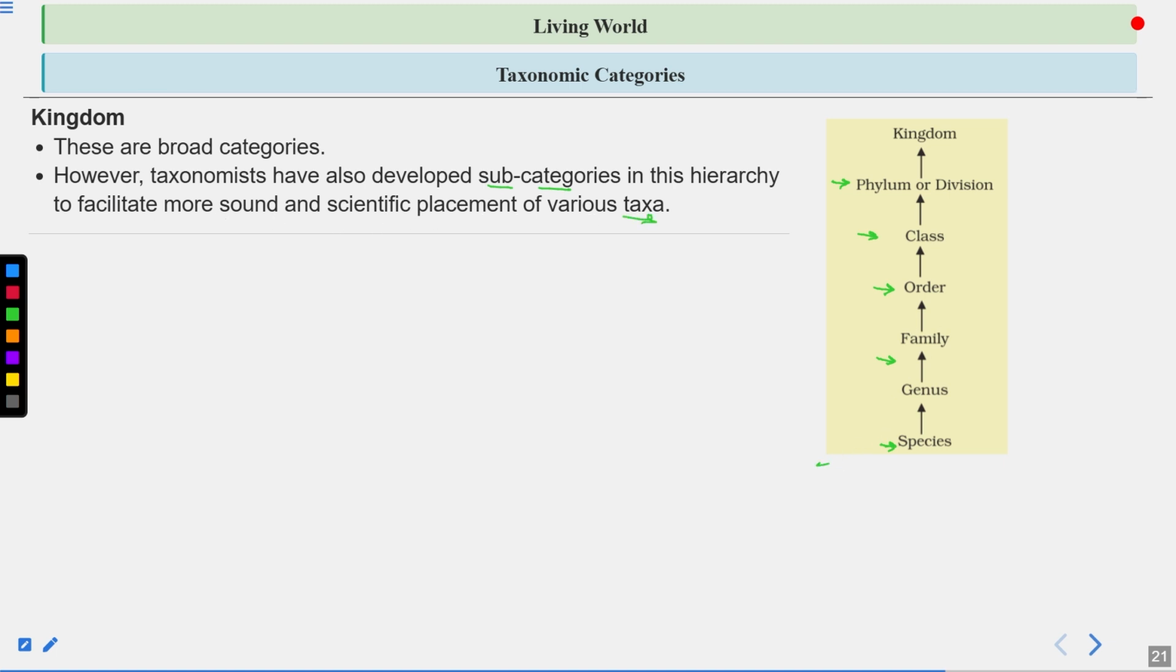So this is an image showing you the taxonomic hierarchy. Species is the lowest most taxon here, and the number of similarities is maximum here at the species level. As you move higher up, then what happens? Finally you reach the kingdom. Kingdom is the highest category, and here the number of similarities is minimum.